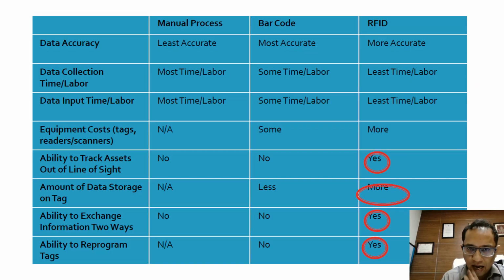So if you compare manual versus barcode versus RFID, you can see the advantages of RFID include the ability to track assets out of line of sight, more data storage, and the ability to exchange information two ways. It's not just one way. The tag is giving information to the reader and the reader is giving information to the tag. And the ability to reprogram the tags is also possible.